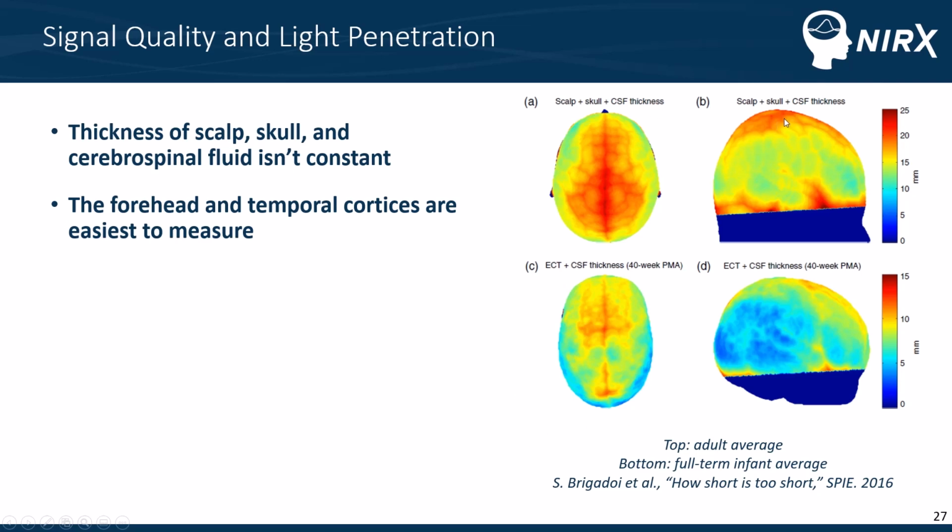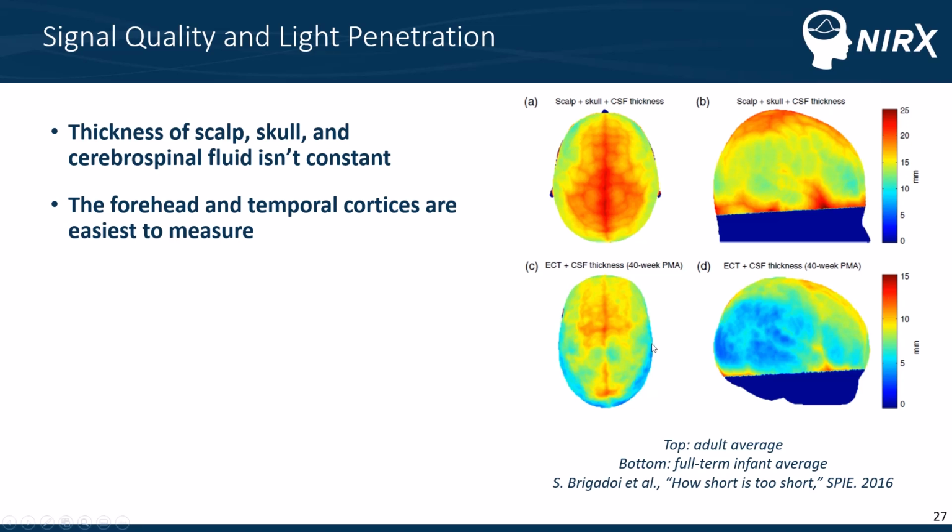So with the adult scan, you can see that the central locations on the head have the thickest scalp, skull, and cerebrospinal fluid, whereas the temporal and forehead regions are not nearly as thick. So you're going to get better signal quality in those areas on the whole, because more photons are going to be able to pass through to your detector than in areas with higher skull thicknesses, which is going to scatter your photons more.